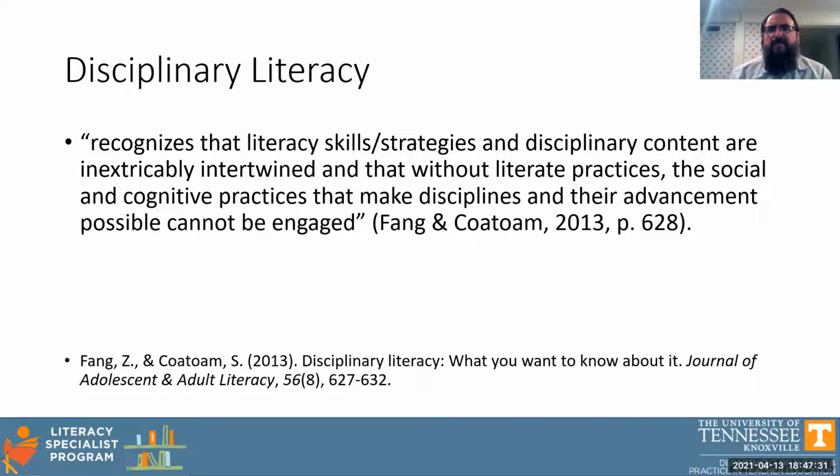Basically, disciplinary literacy is very important in secondary and middle school because we're training students to be conversant in subject areas and to be experts in those fields. Because of that, we need to go beyond content area literacies, which are more general, to the specific things that they need to know in order to participate effectively in their content areas.